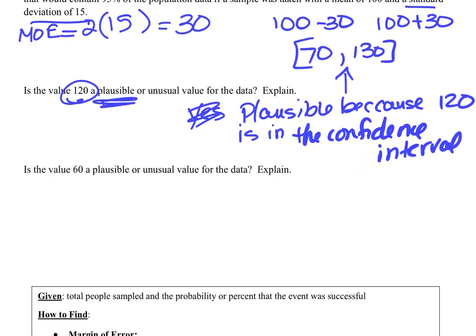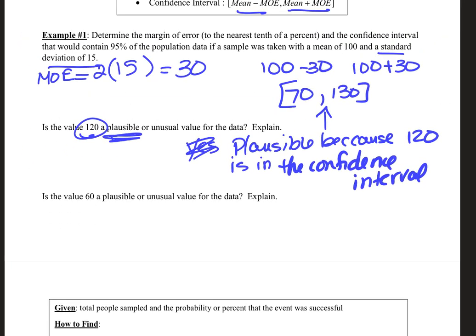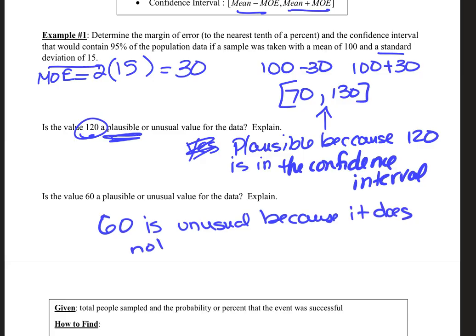Now this one here is the value 60, plausible or unusual? So 60. 60 is unusual because it does not fall in the confidence interval.